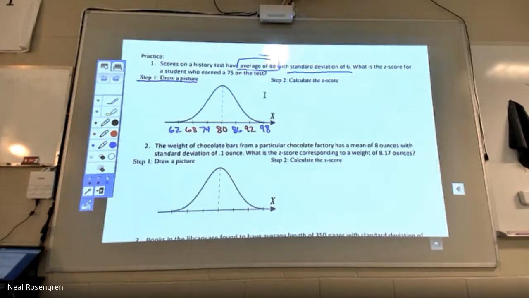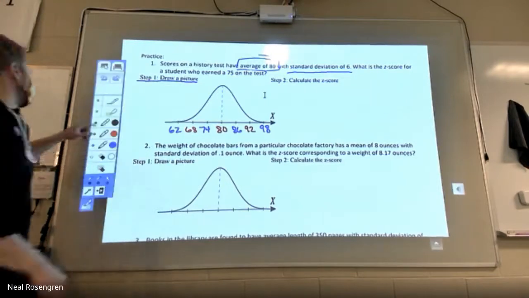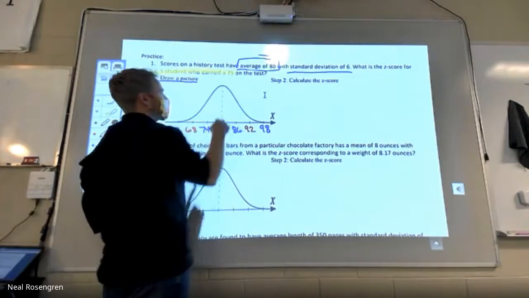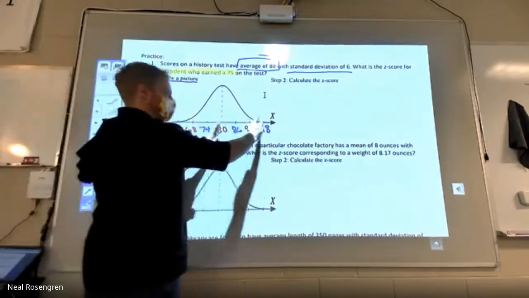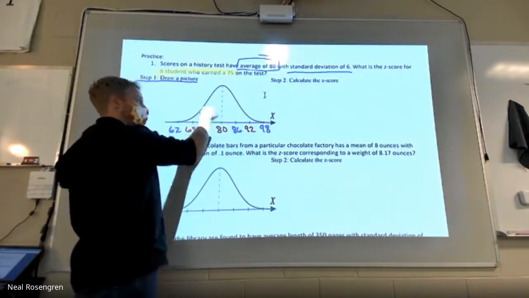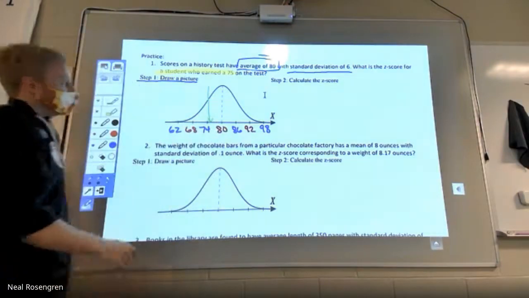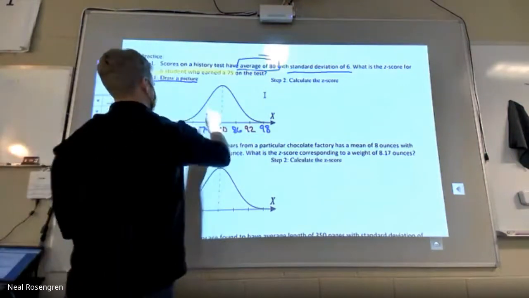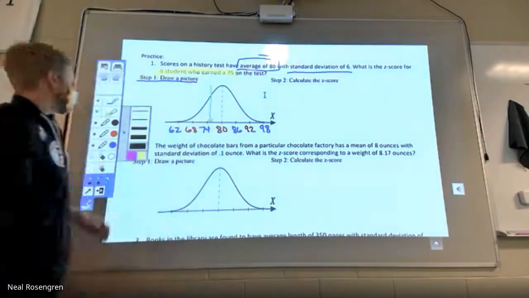Before I even calculate the z-score, I like to see if I can find where my number is going to be. So there it is. We're looking at one specific person, in this case, actually a person. Some student got a 75, and we're trying to figure out where they fell amongst everybody else. So let's find 75. It's not exactly on here, but I can guess. 74 is right there, 80 is right there. So I'm going to be pretty close to 74, but just a little bit more. Right there, something like that.